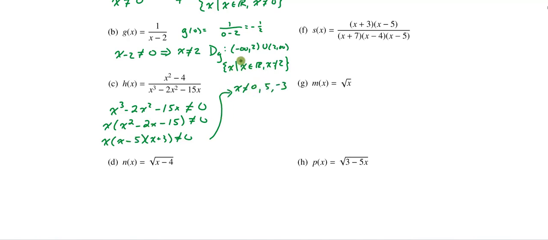So here in this case, I'm not going to write out the domain in interval notation. It would take too long. I'll just do it in set builder notation. That's the set of elements x, such that x can be any real number, except that x cannot equal 0, 5, or negative 3. And there's the domain of this function c here. You see how difficult these problems can become. We may have to do some factoring to be able to identify the domain of the function.